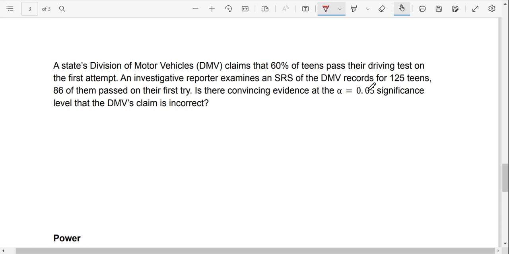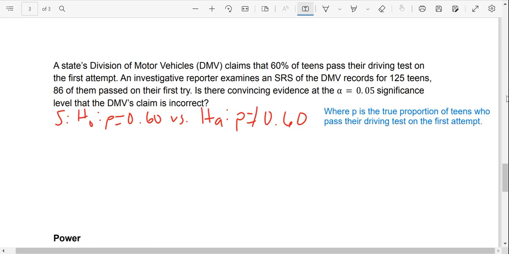Investigative report examines an SRS of the DMV records for 125 teens. 86 of them passed on the first try. Is there convincing evidence at the alpha equal to 0.05 significance level that the DMV's claim is incorrect? So here's step 1 completed. We have null, alternative, right? And there we go.